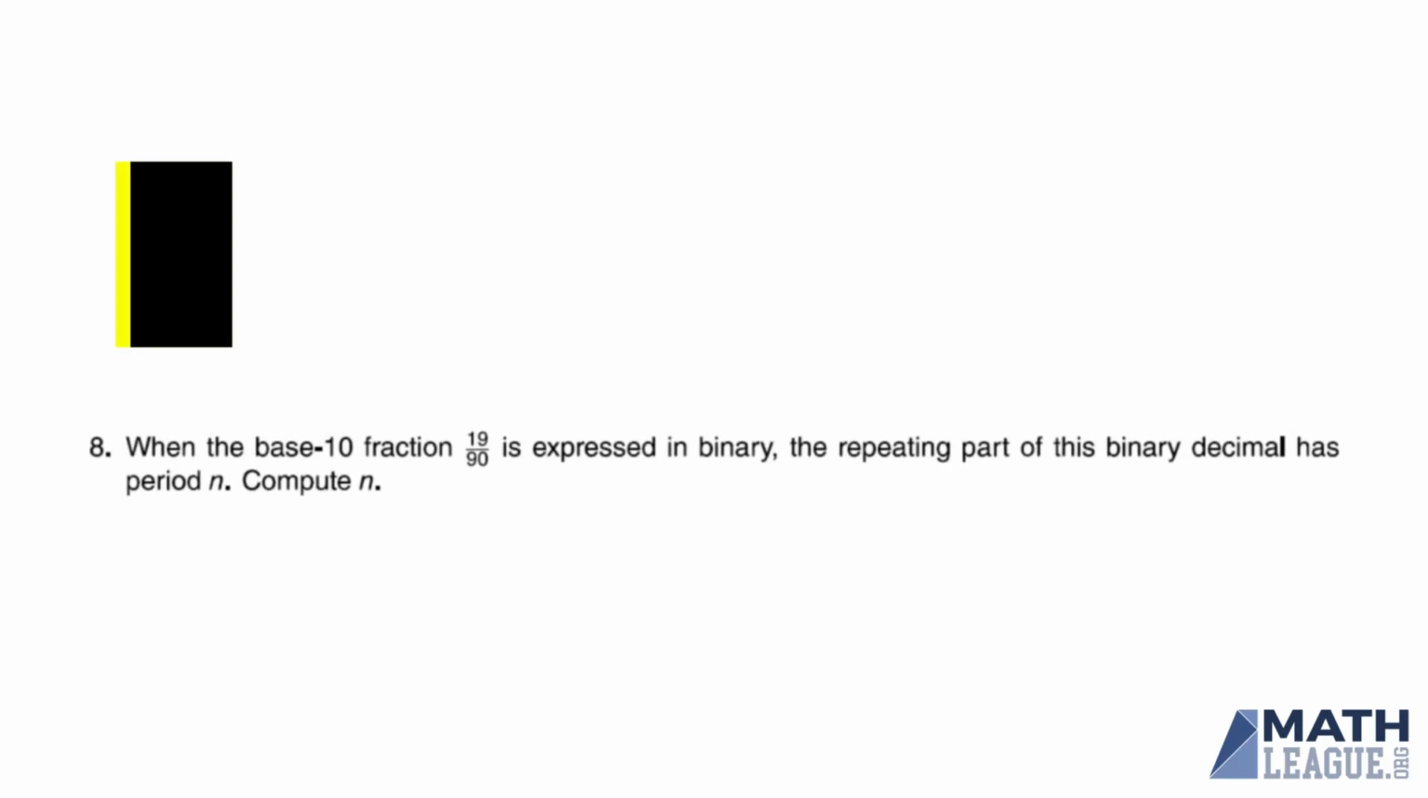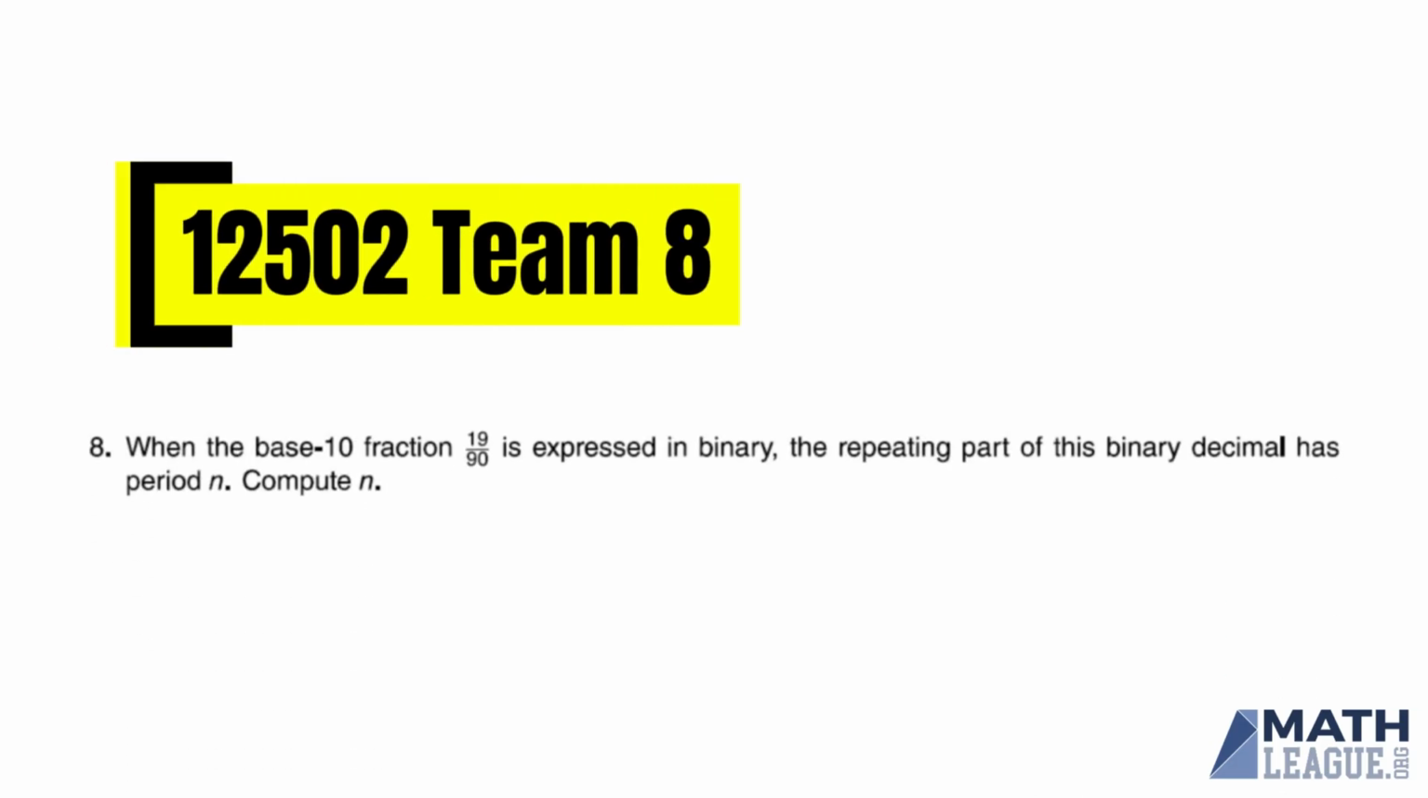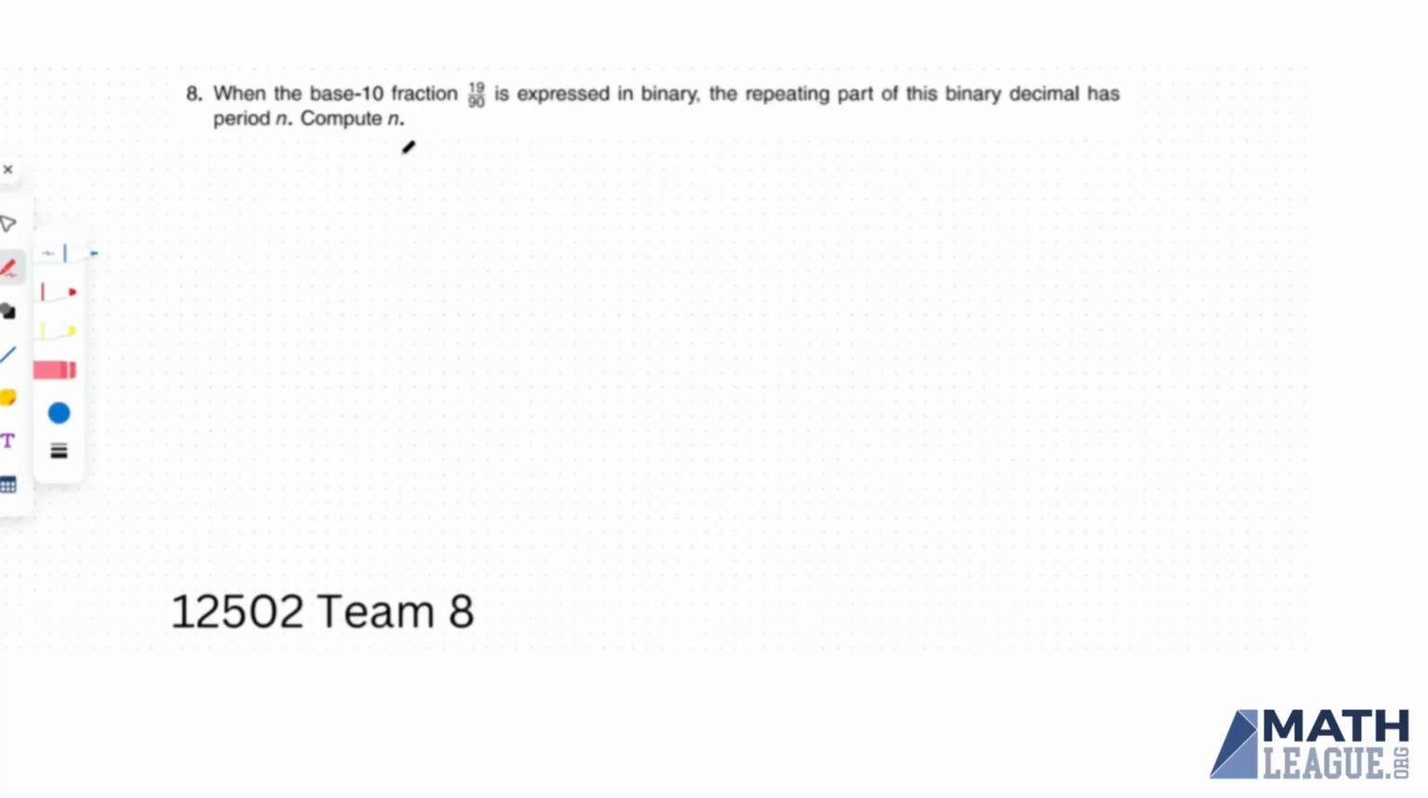When the base 10 fraction 19 over 90 is expressed in binary, the repeating part of this binary decimal has period n. Compute n. Now, to do this, we can actually apply a more general solution strategy. If we have a problem of this type, what we really care about is the denominator and the properties that the denominator has in the base that we're converting to.